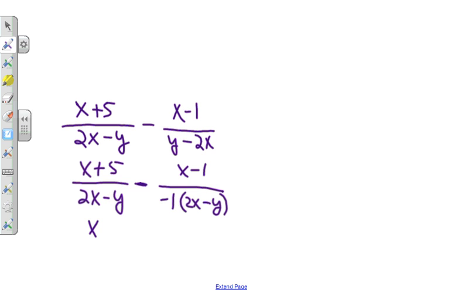Wait, where did the negative come from? I factored out a negative from each of these terms. So our denominators are relatively the same, right? Not now. So when you see things like this, where they look very similar, but their signs are off, factor out a -1 and see if they're just opposites.